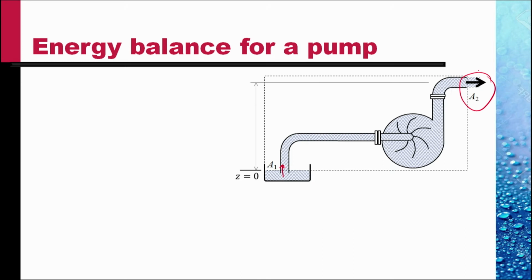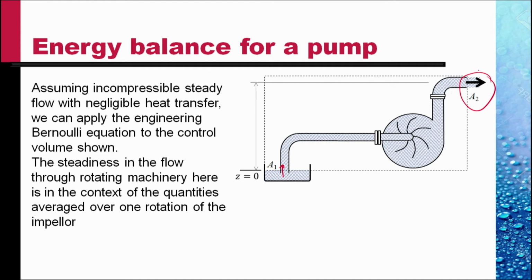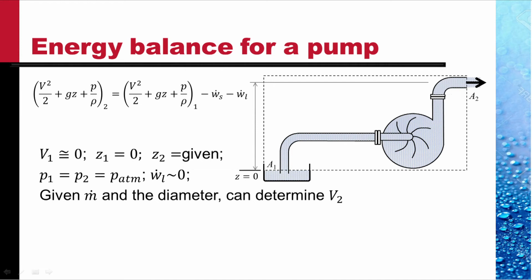Let's take a control volume shown by these broken lines. Assuming incompressible and steady flow with negligible heat transfer, we can apply the engineering Bernoulli equation to the control volume shown. The steadiness of the flow through rotating machinery here is in the context of the quantities averaged over one rotation of the impeller as discussed earlier. So, the applicable equation is the engineering Bernoulli equation or the extended energy equation.